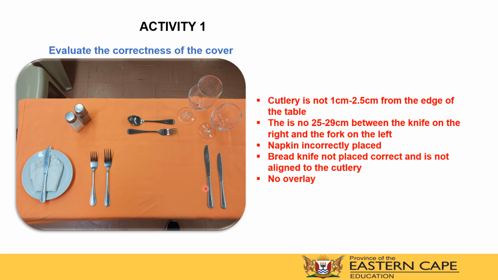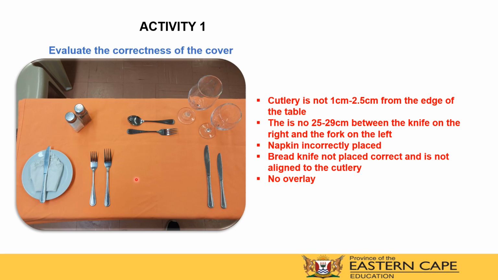The napkin is incorrectly placed. We said that the napkin, which is here on the side plate, must be at the center of the cover. Then you can also respond by saying the bread knife is not placed correctly and it is not aligned to the cutlery. Remember, we said that the bread knife must move just a little bit towards the right hand side.